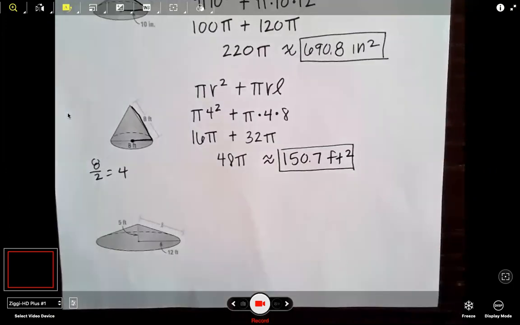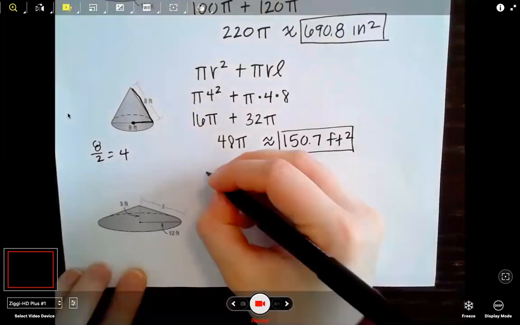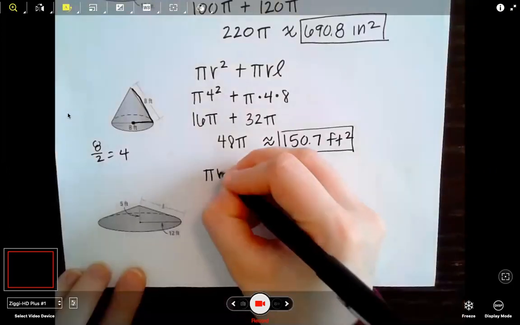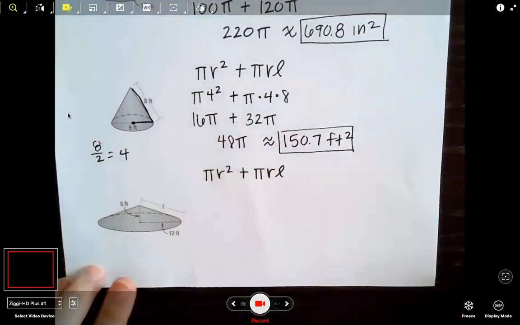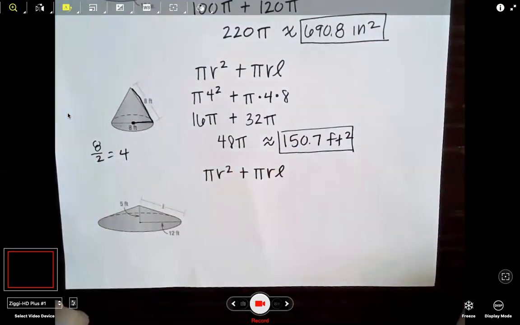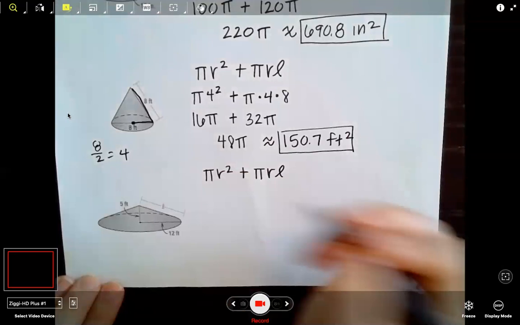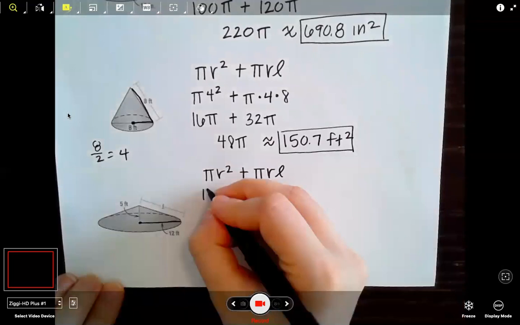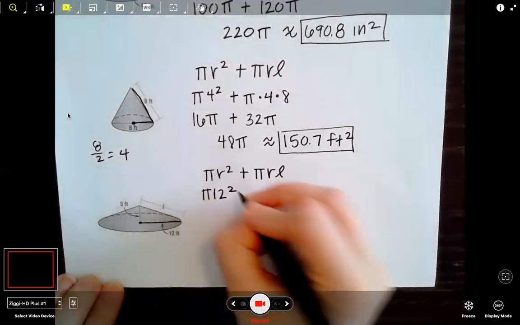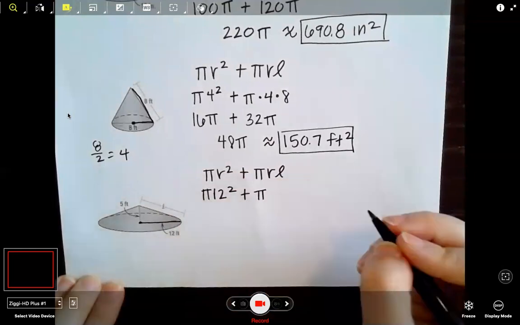Okay. So again, we're going to start with our formula: pi r squared plus pi r L. Do we know our radius, folks? I'm going to say it's 5. Nope, that's actually the height of the cone. Yep, so 12 is our radius, so pi 12 squared plus pi. We said our radius is 12.